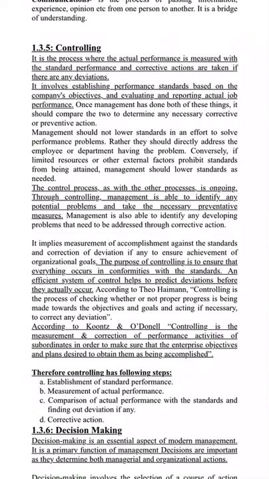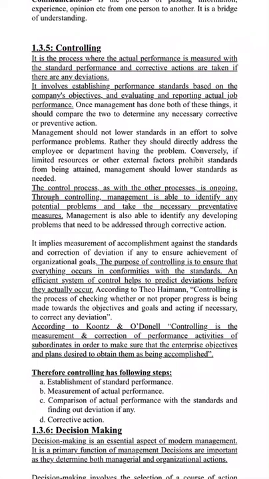deviations. Okay, so in controlling, we need to check the performance of every employee or every department. Then if there is a gap between the standard performance and actual performance, we need to take corrective actions to reduce this gap. Okay, so controlling involves establishing performance standards, which are based on the company's objectives, and evaluating and reporting actual job performance.